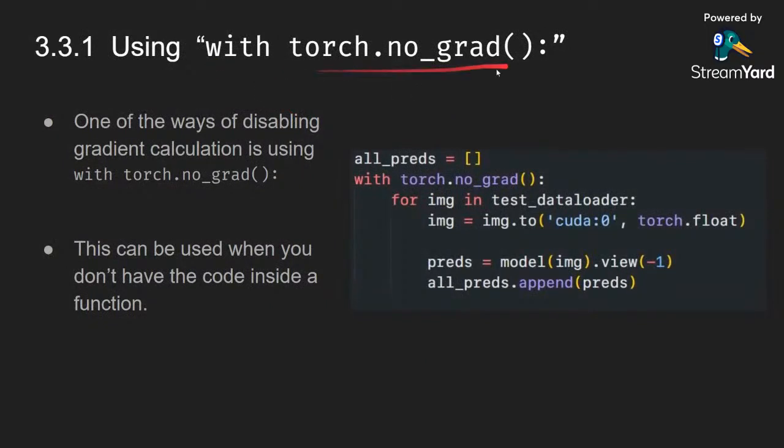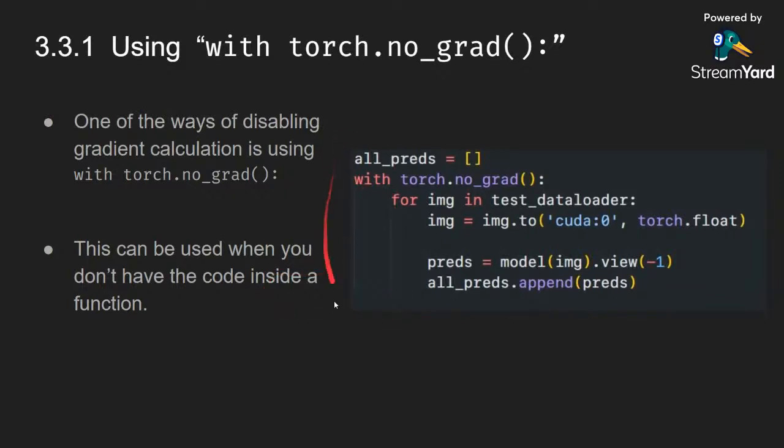First is using with torch.no_grad, which I covered before. This is a method for when you don't have a function. You can also use this inside of a function, but I generally use it only when I don't have a function. Let's say my code is like 5, 6, 7 lines, so it's too small to be in a function. So I use this with statement, and inside this block, inside the scope, I do all the things, and in all these operations gradients will not be calculated.